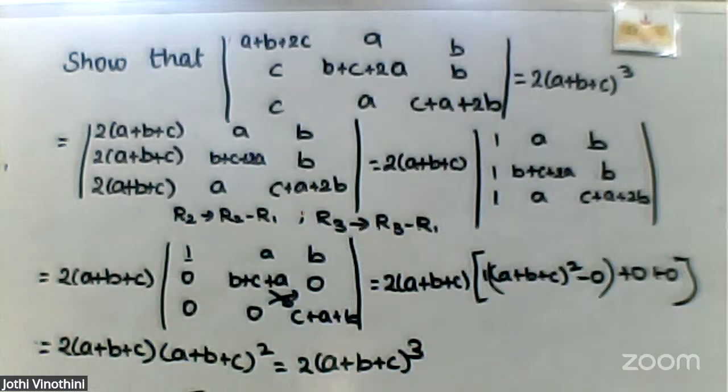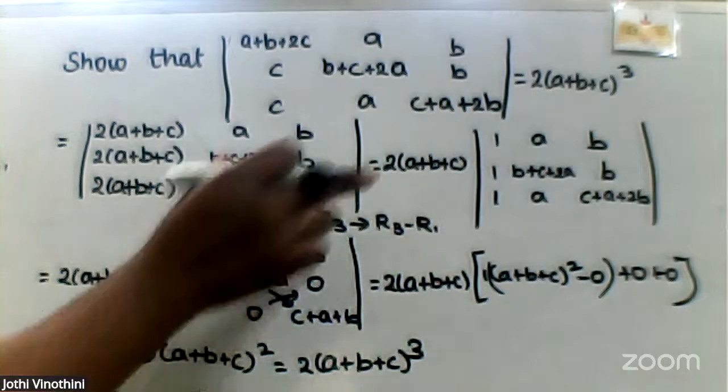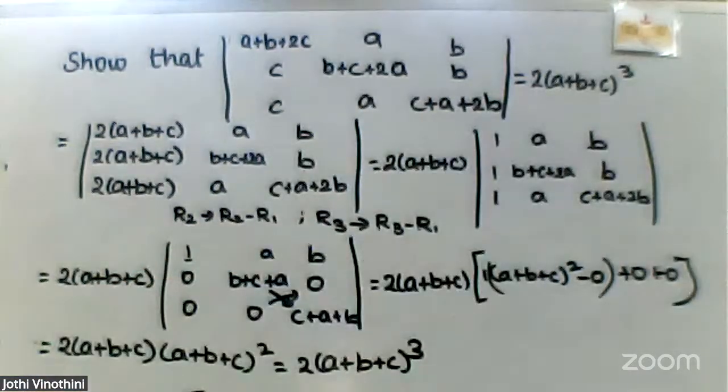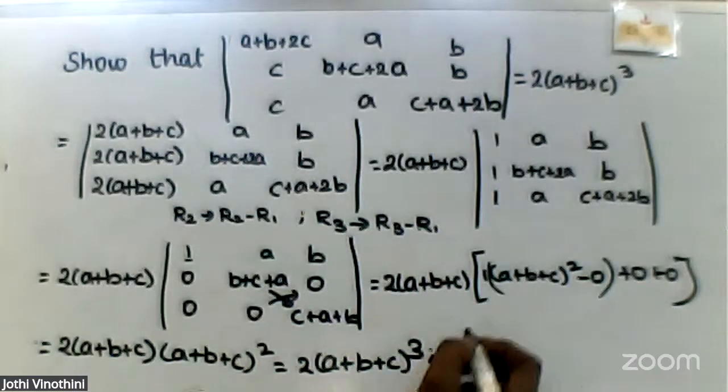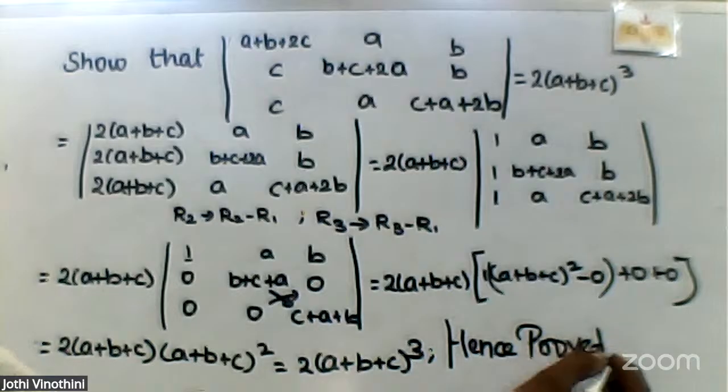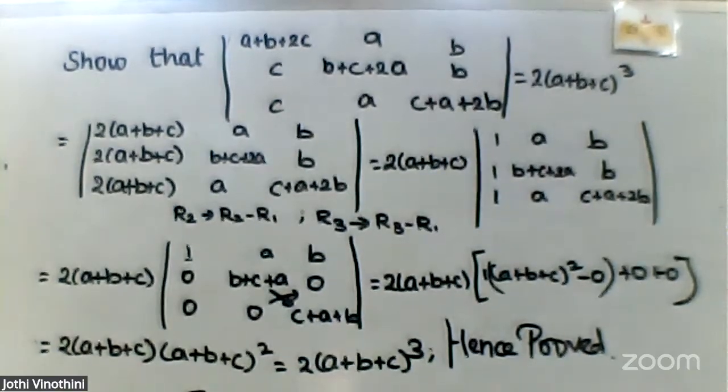Clear? What we have to prove? We have to prove this term equals 2 multiplied by A plus B plus C the whole cube, right? So we proved this. So we can finally write, hence proved. Clear? So I will give you half a minute so you can copy this and we will move to the next sum.